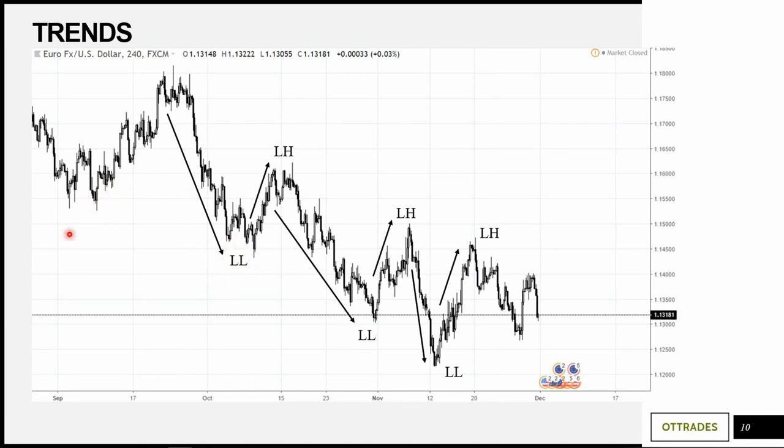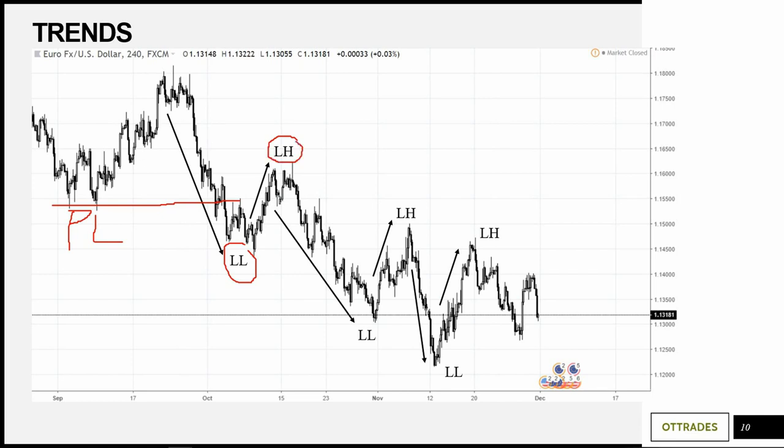Yep. So lower low because this was the previous low here. You see the market's come in, previous low. Price has broken that level. Let me get a pen out. Price has broken that level. So price has broken the previous low to form a lower low. Okay. Price then moved up to form a lower high.